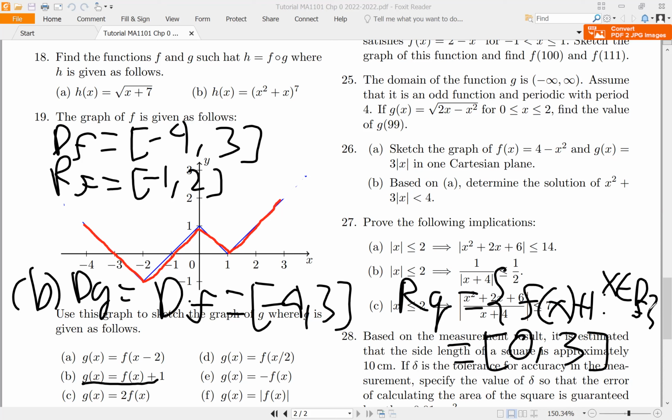So that's the type of problem for function and the operation on functions. I hope that you understand how to deal with the operation on functions and composite functions. Any question or comment?